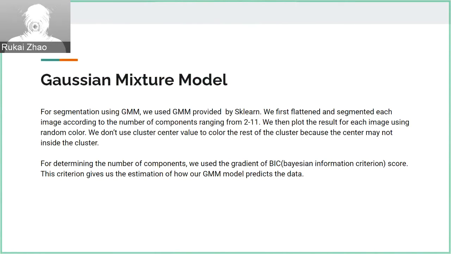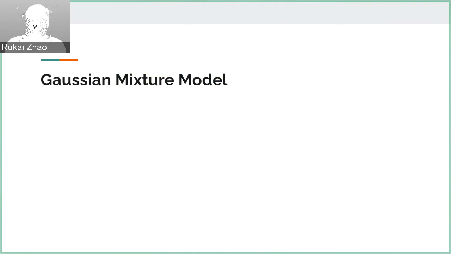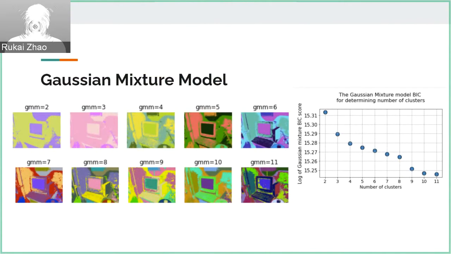For segmentation using GMM, we use the GMM provided by sklearn. We segmented the image according to the number of components ranging from 2 to 11. We then plot the result for the image using random colors. For determining the number of components, we use the gradient of the BIC score. This criterion gives us an estimation of how well our GMM model predicts the data. We visualize the image produced by each option, and we also plot the log of BIC versus number of clusters. We choose the number of clusters that follows an almost constant gradient. In this case, we choose cluster number 10 from this graph.